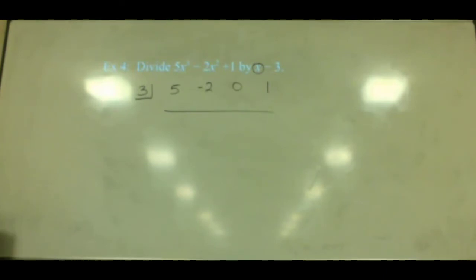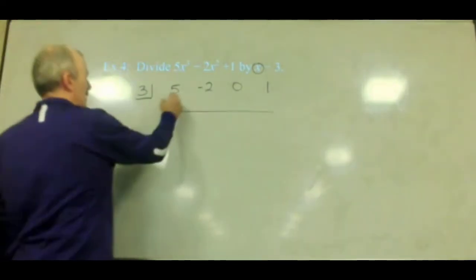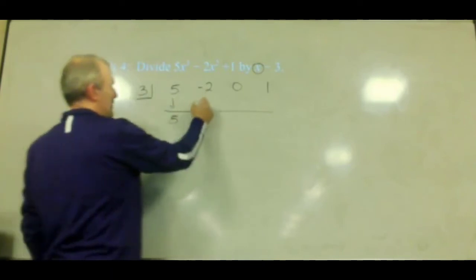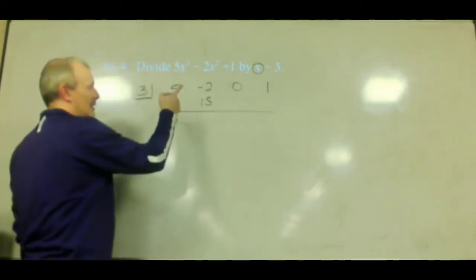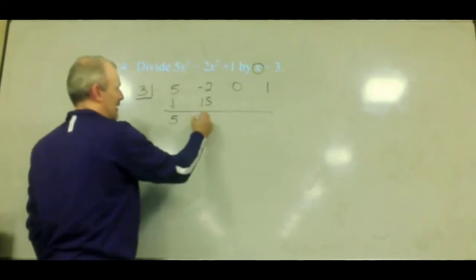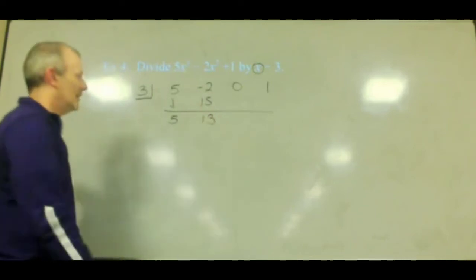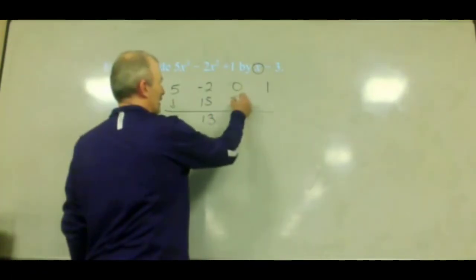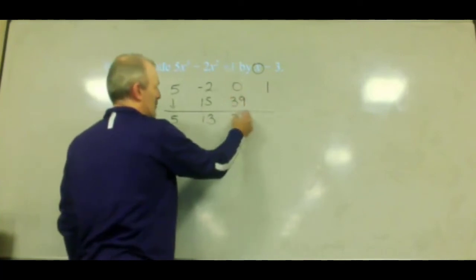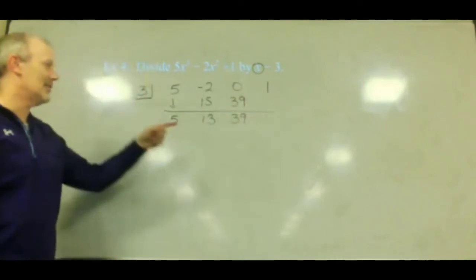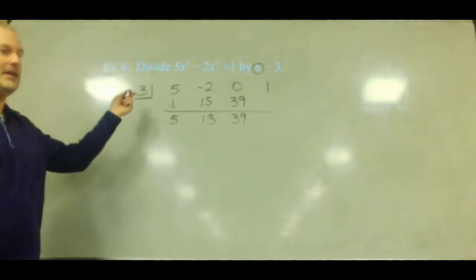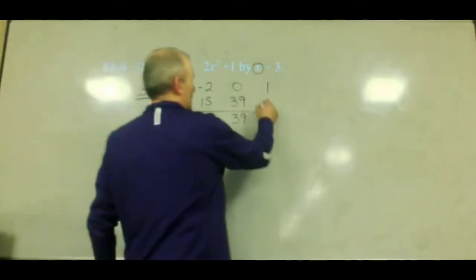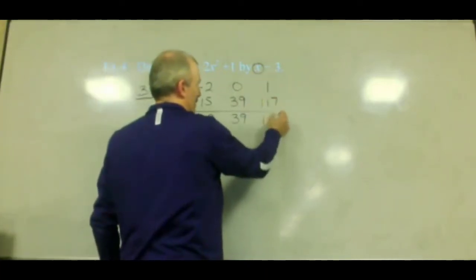So what are we going to do first now? Bring down the 5. And what are we going to do with that? Times it by 3. 5 times 3 is 15. And then 15 plus negative 2 is 13. And then 13 times 3, which is 39. And we add 39 plus 0. That's an easy one, 39. And then we take 39 times 3, 117. And we add those and we get 118.